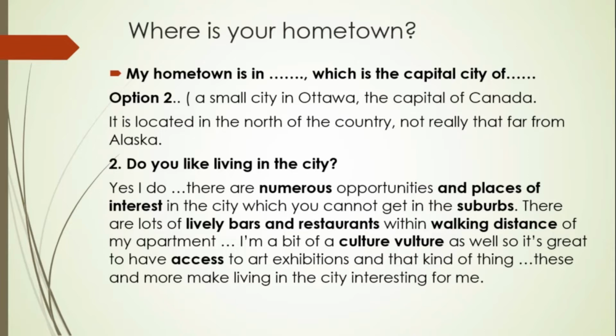"My hometown is in," let's say, "Ottawa." So "My hometown is in Ottawa, which is the capital of Canada. It is located in the north of the country, not really far from Alaska." So you just answered not only where you live, but the location of the place. So let's go again. "My hometown is in Ottawa, which is the capital of... It is located in the north of the country, not really that far from Alaska."